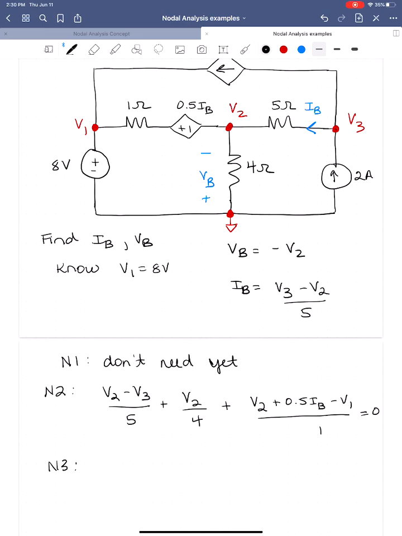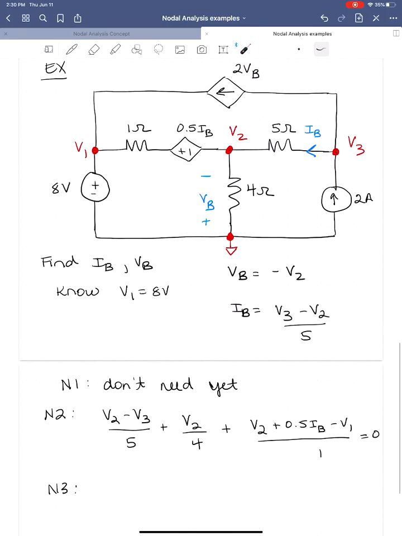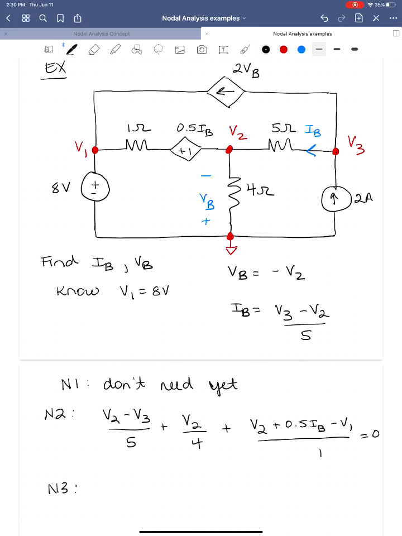Our node 3 equation, again, summing the currents leaving the node. I'm going to pull this down just a little bit. The current flowing up here is going to be 2 VB. The current source is going in the same direction we want to express the current, so 2 VB. The current flowing to the left, forget about IB, although this is IB in this case, plus V3 minus V2 over 5, plus the current flowing down opposite the current source, so minus 2, is equal to 0.